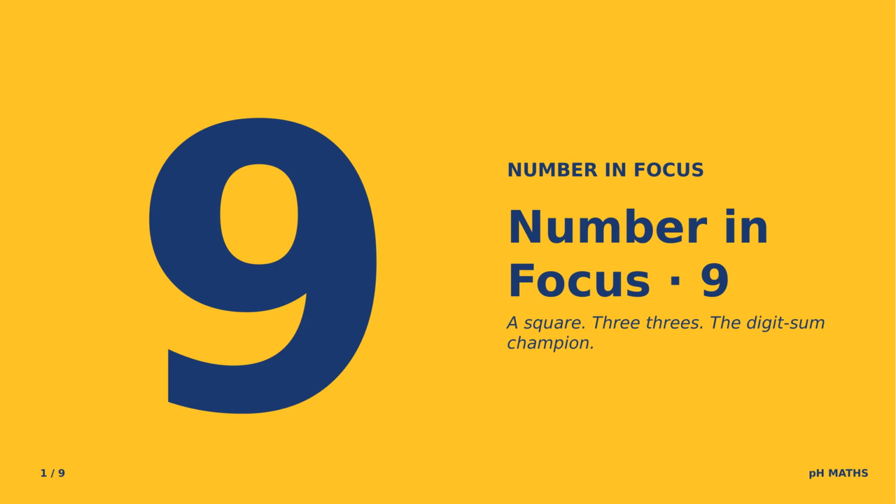Hello, welcome to PH Maths. Number in focus: 9. 9 is a perfect square, 3 threes, and the absolute champion of divisibility tests. By the end of this video, you'll know the 9 trick, the one where multiplying 9 by any single digit gives an answer whose digits add to 9. And you'll be able to test divisibility by 9 on any number, regardless of size, in a couple of seconds.